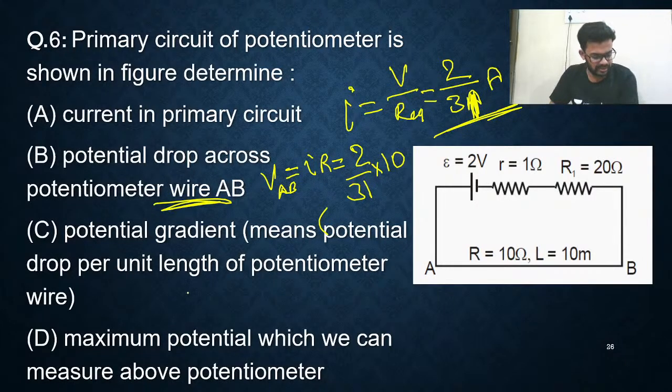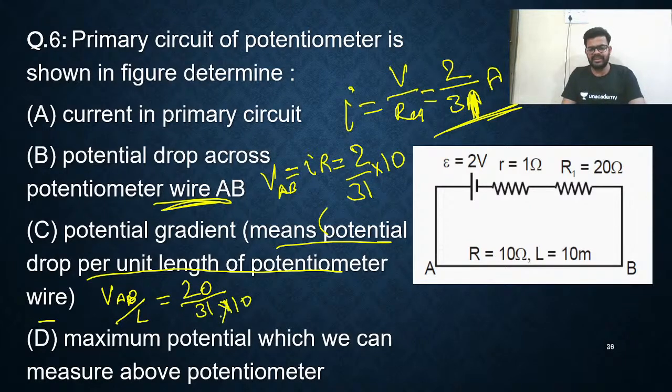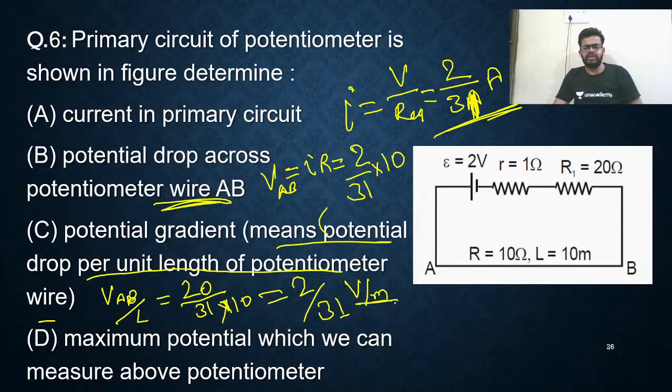Okay. Next. Very good. Potential gradient means potential drop per unit length. So VAB divided by L, that you need to find. So you'll say 20 divided by 31, divide by 10, because length is 10 meter. So you are getting 2 by 31 volt per meter. Volt per meter is the unit for the potential gradient.